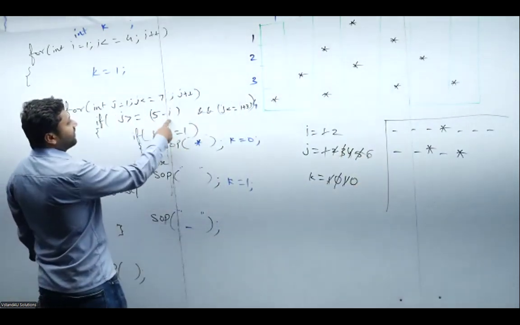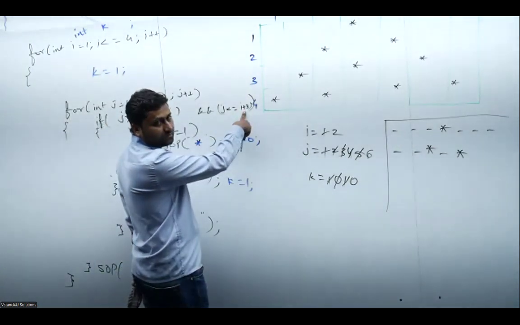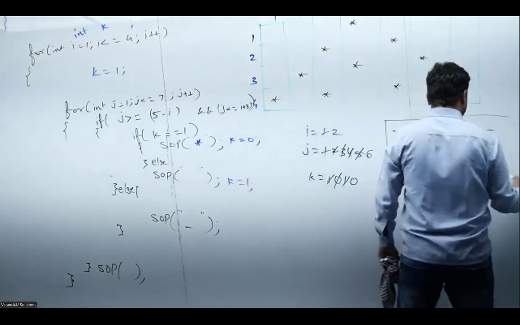6 is greater than 5 minus 2, condition true. 6 is less than 4? No. Then all spaces will come. Are you with me?